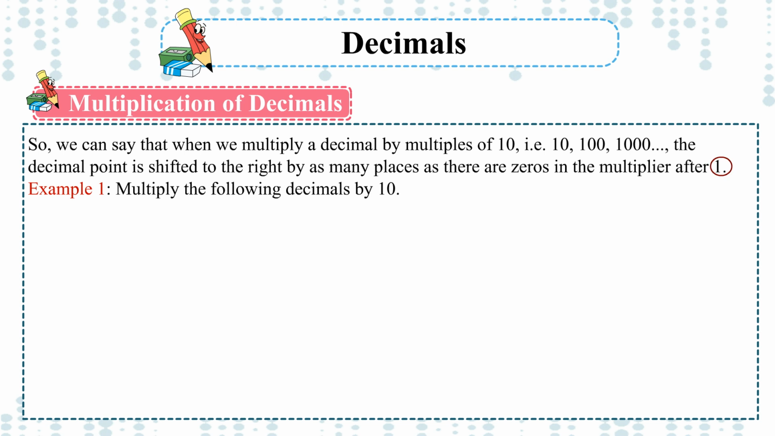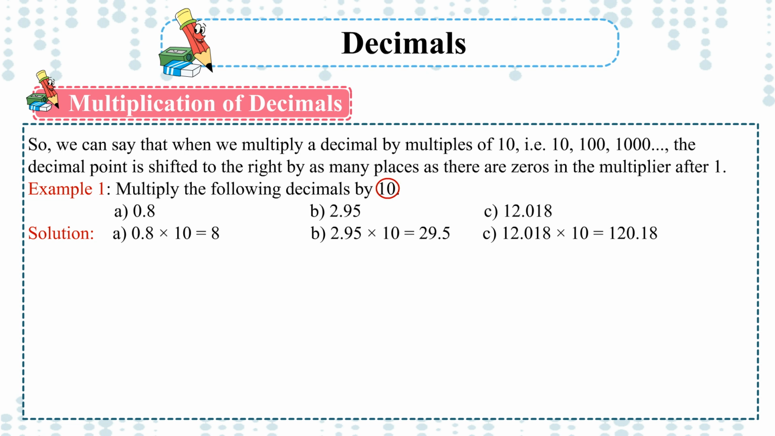Example 1. Multiply the following decimals by 10. A. 0.8. B. 2.95. C. 12.018. Solution. A. 0.8 multiply 10 is equal to 8. B. 2.95 multiply 10 is equal to 29.5. C. 12.018 multiply 10 is equal to 120.18.